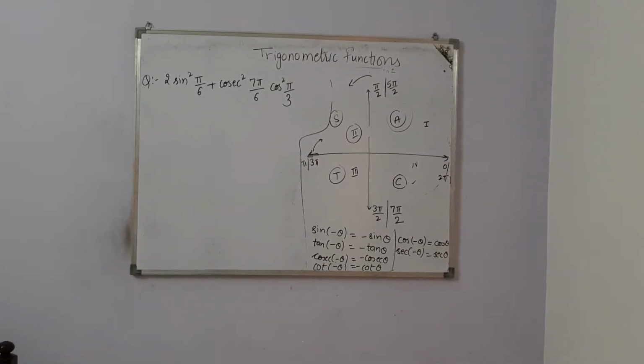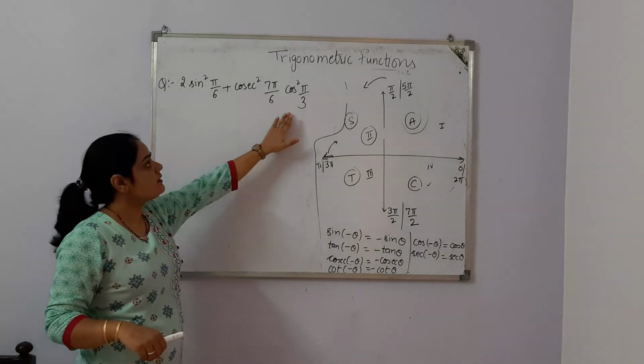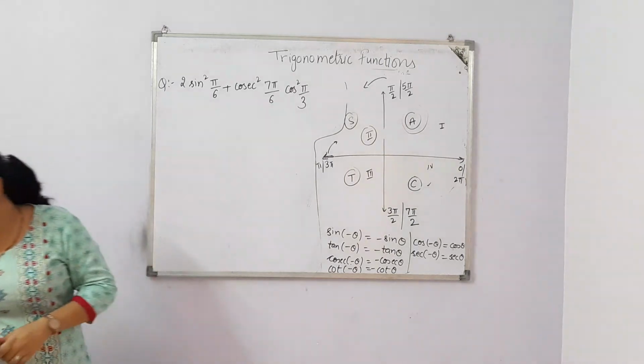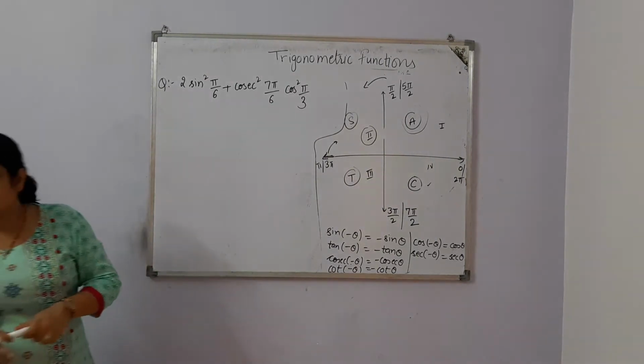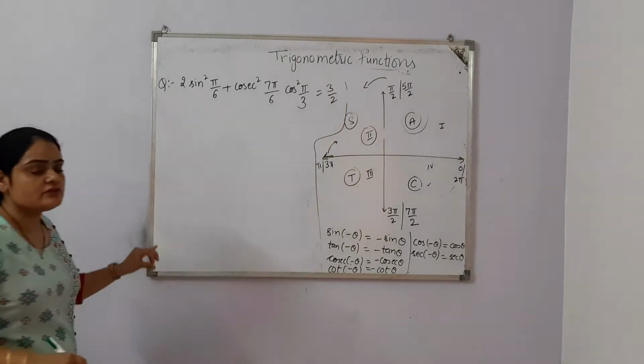Now the next question is 2 sin square pi by 6 plus cosecant square 7 pi by 6 cos square pi by 3. We need to prove it is equal to 3 by 2. We need to prove that the left side is 3 by 2, equal to 3 by 2.